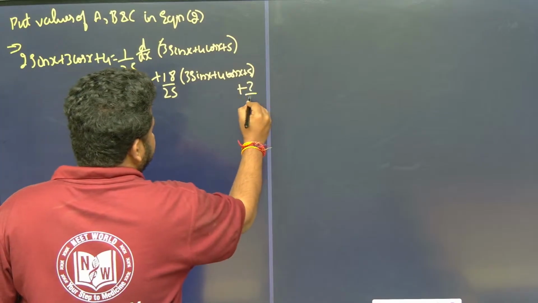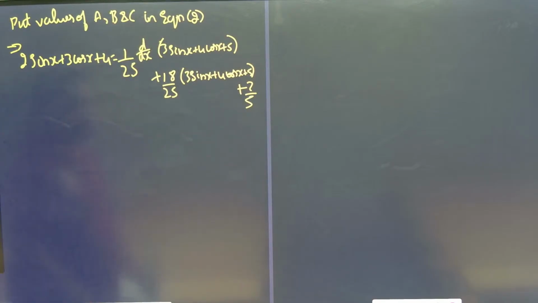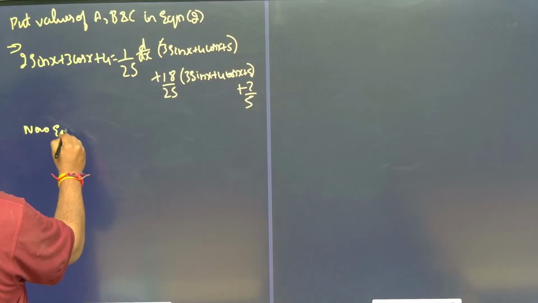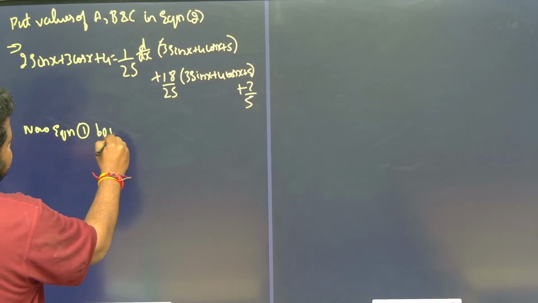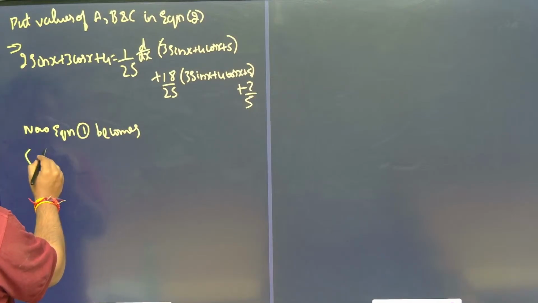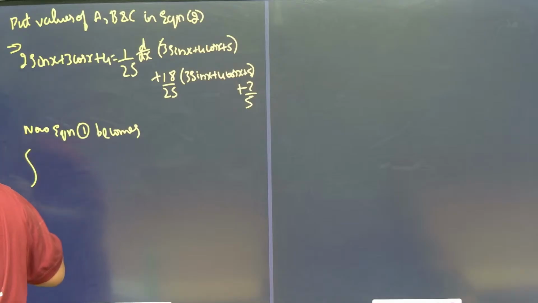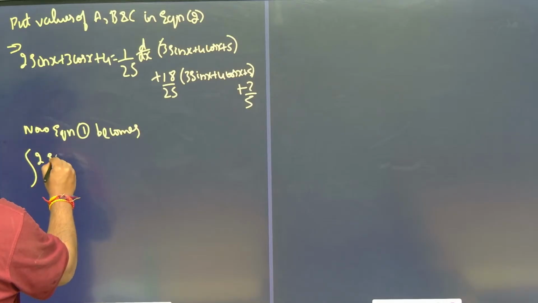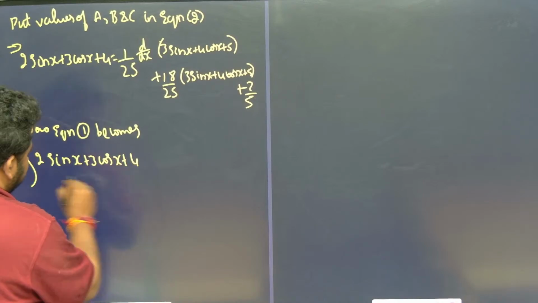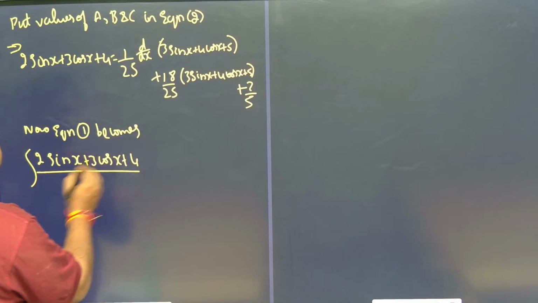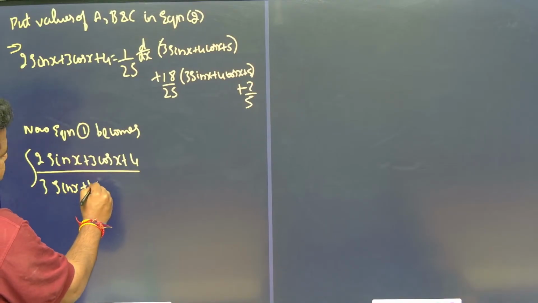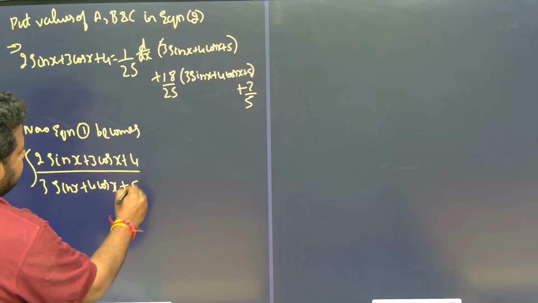2 by 5. This is what we have. Now what will happen to the integral? Equation 1 becomes the integral of 2 sin x plus 3 cos x. We have to write each and every step if we have to get full marks. Divided by the denominator, 3 sin x plus 4 cos x plus 5 dx.